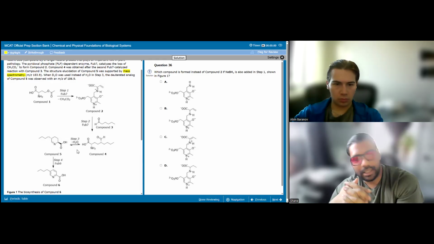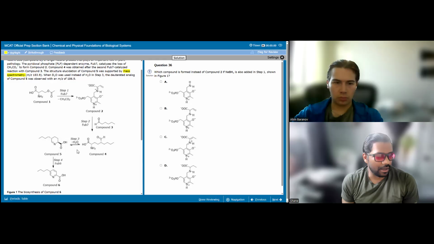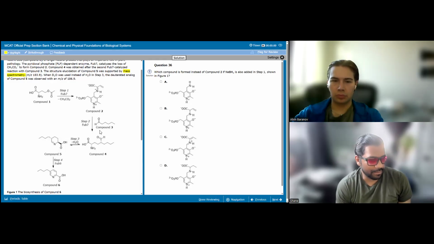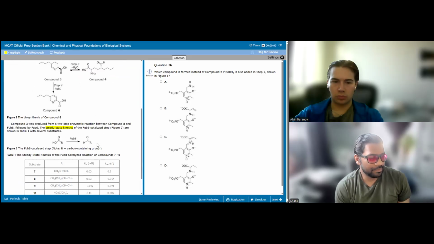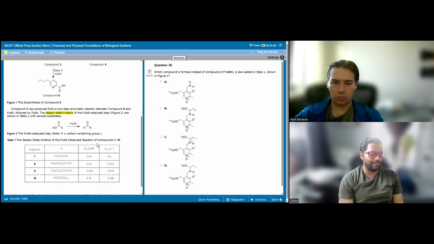Different mass. So if they deuterate it, they have a different mass, so they can kind of tell them apart, probably. And then let's look below. Compound 3 was produced from a two-step enzymatic reaction between compound 8 and FUB8, followed by FUB6. The steady state kinetics of the FUB8 catalyzed step, figure 2, are shown in table 1 with several substrates.